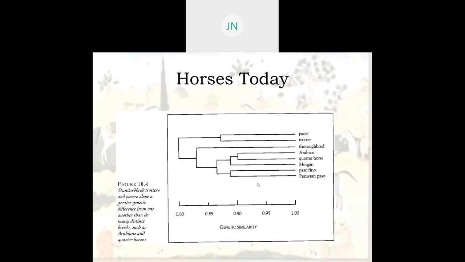So if you look at this, this shows you that actually standardbred trotters and pacers have a greater difference from each other than many distinct breeds like Arabians and quarter horses. A one would be closer genetic similarity. So you can see Arabians and quarter horses are more closely related than pacers and trotters, which is kind of interesting.